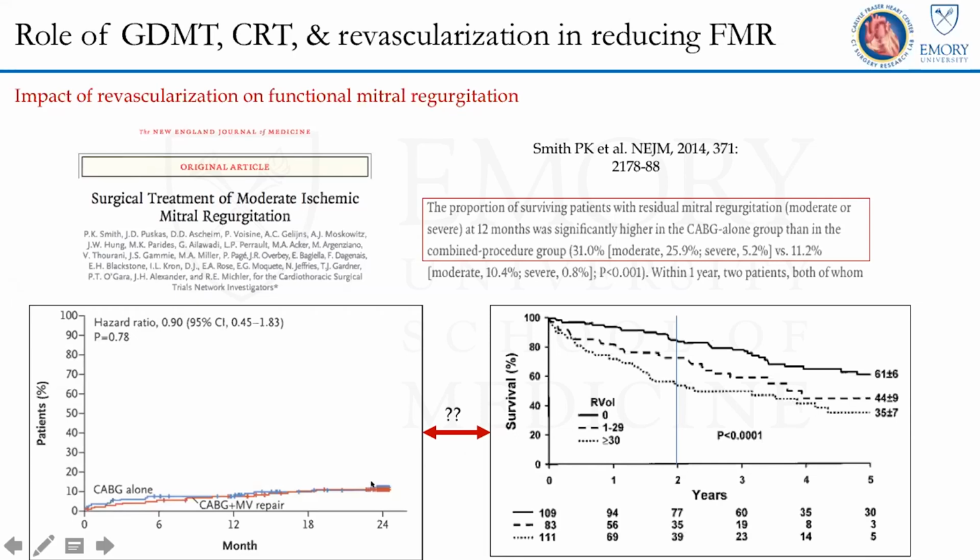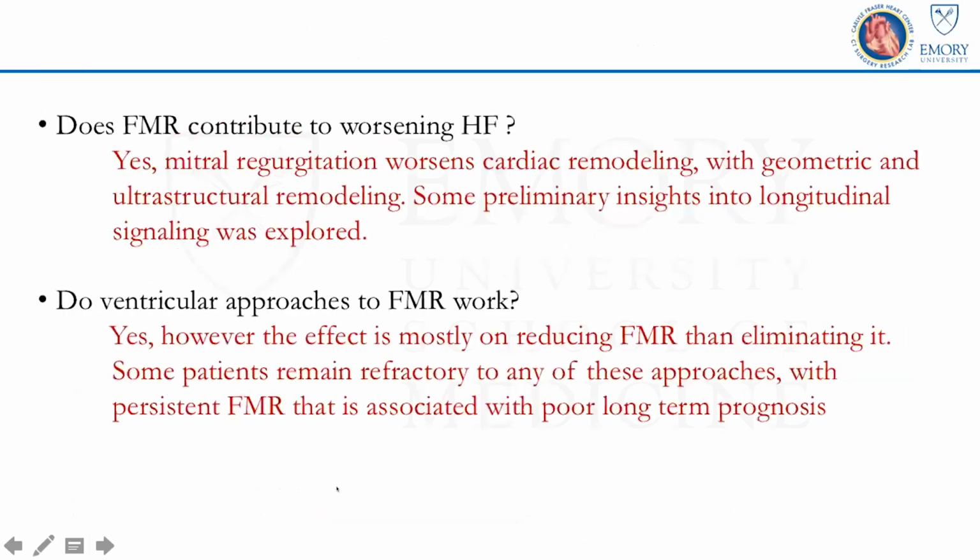And we may see the similar effects in patients who have a revascularization alone, versus those who had mitral valve repair. So in summary, do ventricular approaches, or current ventricular approaches, to FMR work? I do think they work, but the effect is mostly in reducing FMR rather than eliminating it. There are some patients who may be responders to all of these therapies, but a significant number of the patients also do not respond to these therapies from a functional mitral regurgitation reduction standpoint.